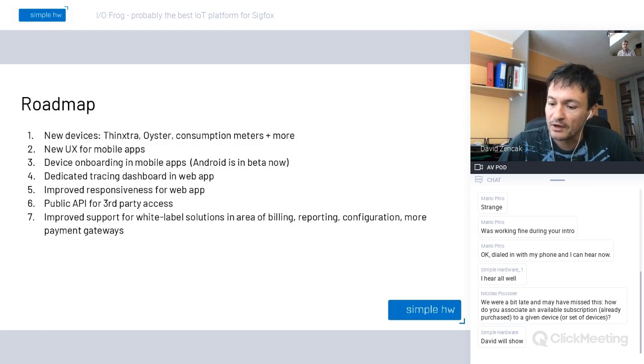At this moment, if you're using the Android app, that in beta version you can download from a store, there is a new possibility to register a new device just using a QR code, or you can enter the ID and pack code as well. So you don't have to go to the web application, which was mandatory up to now. Later we will add this support for the iOS app as well.